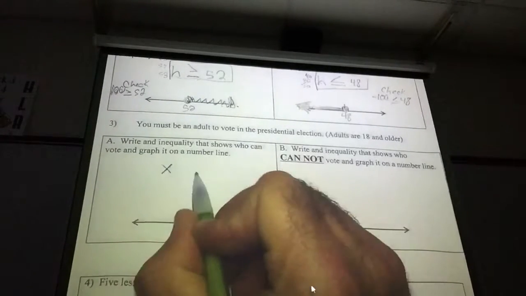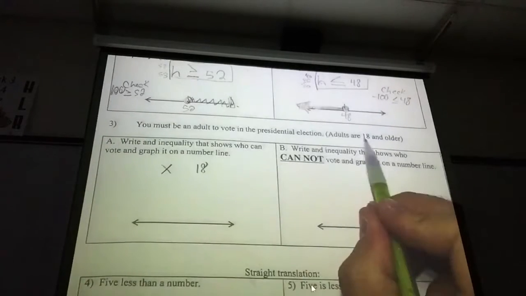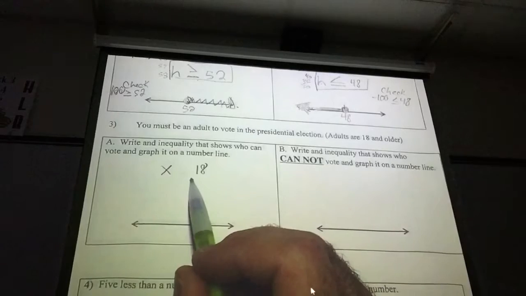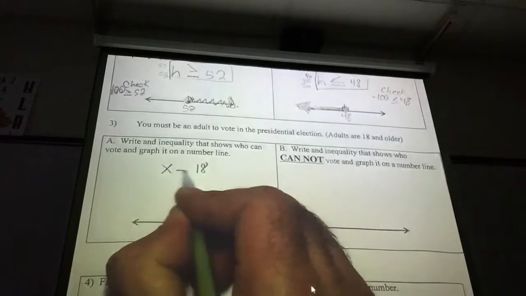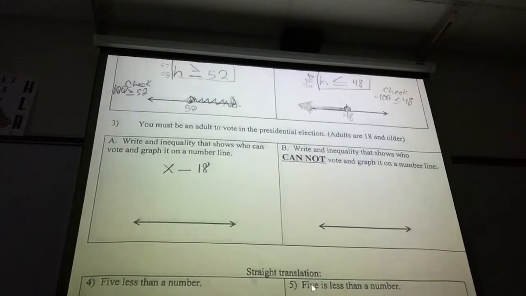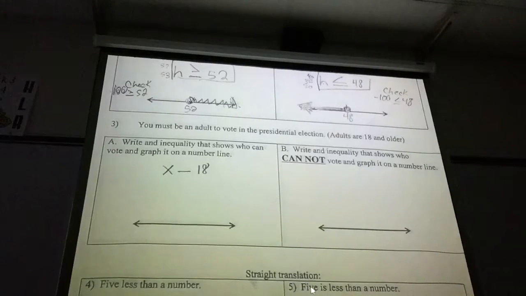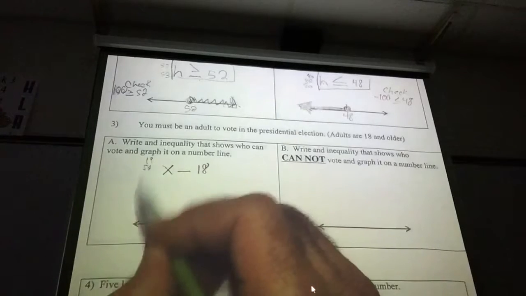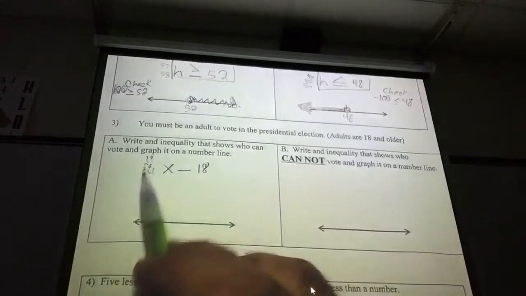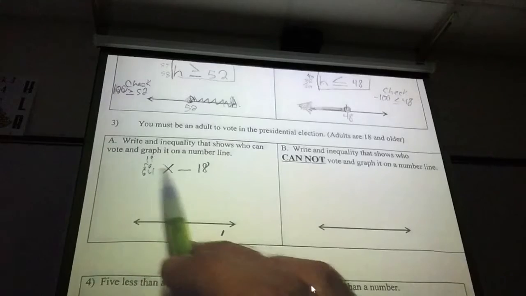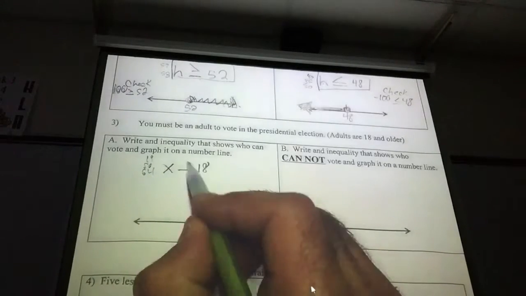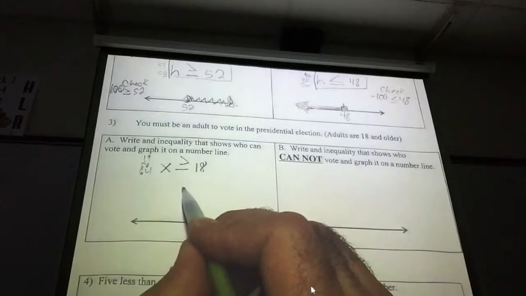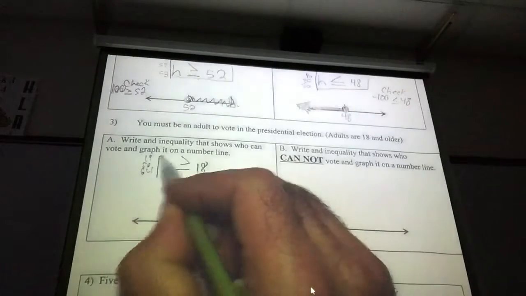And we're going to compare it to the number 18, because that's the number we see here and that's the number we're talking about. Now, an adult would be 18, so we're going to put an or equal to bar. So 18 is an adult. Another adult would be 19. Another adult would be 50. Another adult would be 64. And all these numbers are adults, and all these numbers compared to 18 are greater than 18. So this is our inequality.